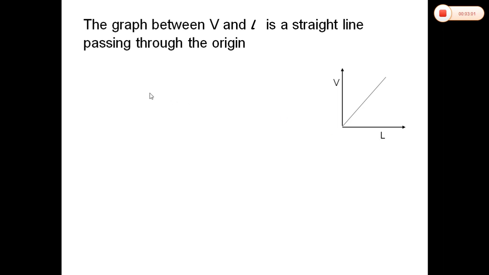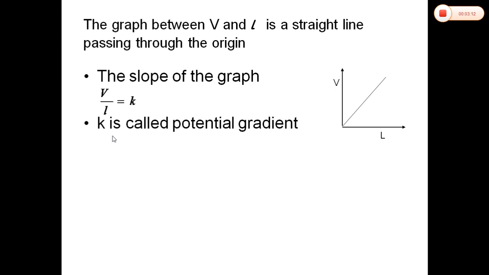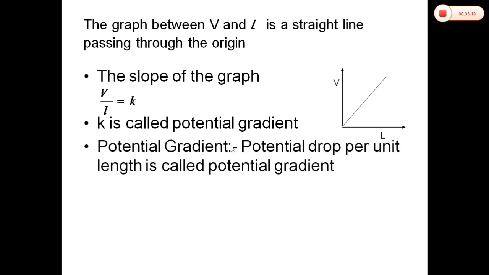So the slope of this V-L graph is V by L, and that is equal to K. Here this constant K is called potential gradient. Now we define potential gradient. Potential drop per unit length is called potential gradient. So across a wire, the potential drop per unit length in the potentiometer is called potential gradient.